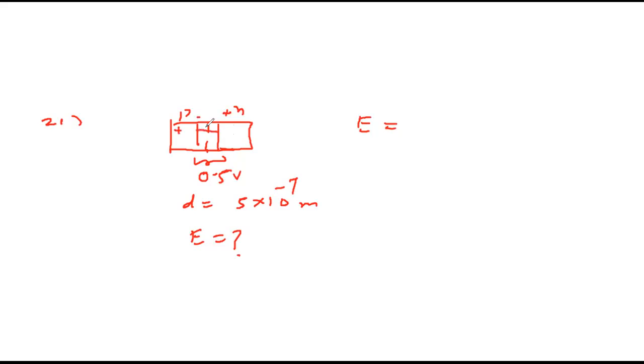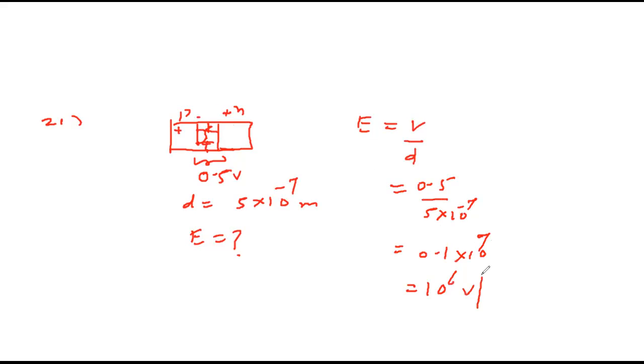So there is a field from positive to negative. And electric field intensity is potential upon distance. Potential is 0.5. Distance is 5 into 10 raised to minus 7. So this is 0.1 into 10 raised to plus 7. That is 10 raised to 6 volt per meter. First answer.